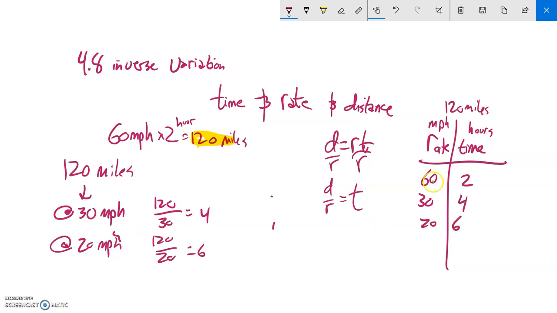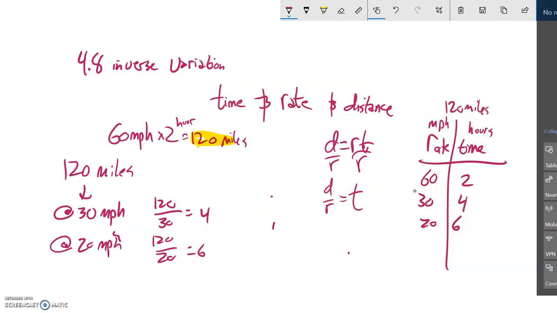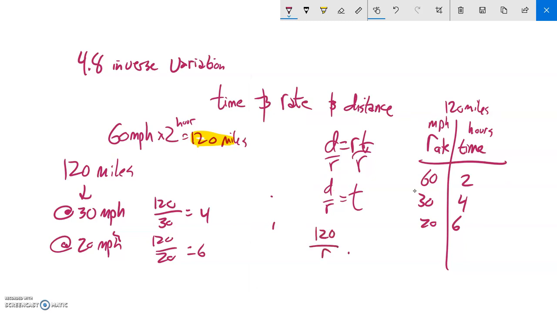So there's this relationship going on. And in this one, my distance is fixed. So my distance is 120. So I'm going 120 divided by the rate gives me the time. At 10 miles per hour, 120 divided by 10 is 12. Or even if I were to go 90 miles per hour, 120 divided by 90. I might just do it on my calculator, whatever. 1.3 repeating, so 1 1/3 or 4/3.